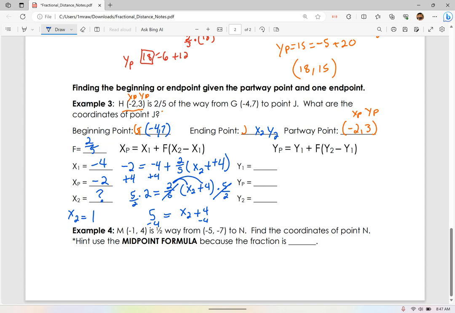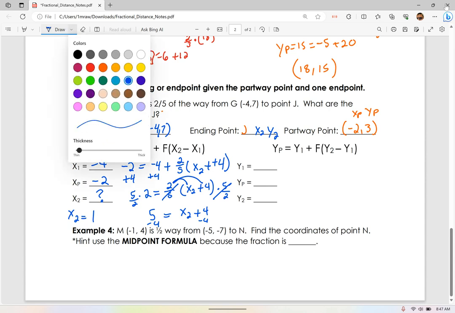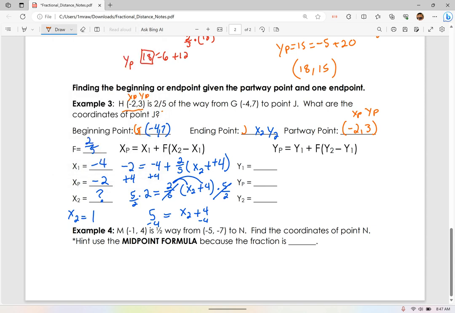So now we have the x form. Now we just do the same process for the y values. Okay? And yes, I would multiply by the reciprocal if I were you. Okay, so y1 is 7, yp is 3, and y2 is what we don't know. That's the unknown. So that's going to be our variable. Okay. So we're going to say 3 equals y1, which is 7, plus our fraction of 2/5 times y2, which we don't know.